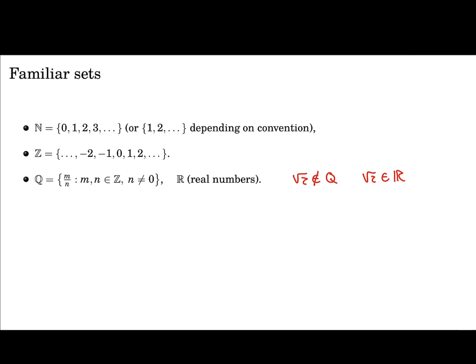The constant e is a real number. Pi is a real number. And these are all real numbers that are not rational numbers. They're all irrational, and so on.